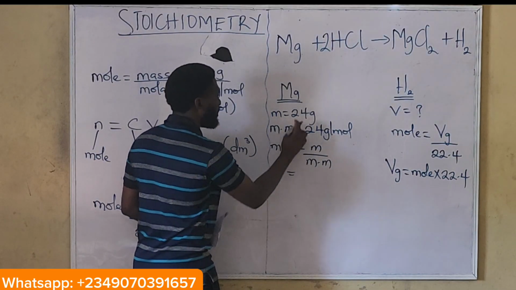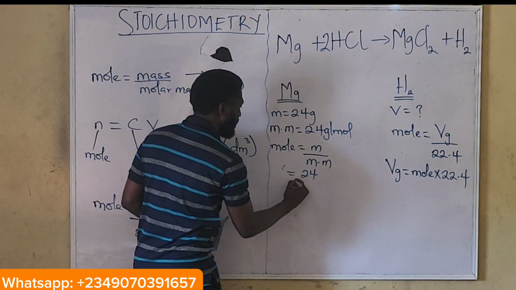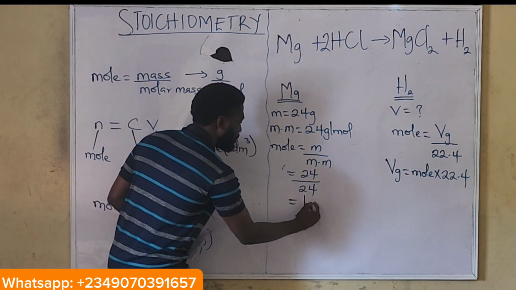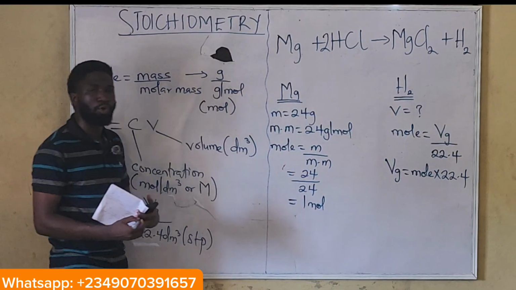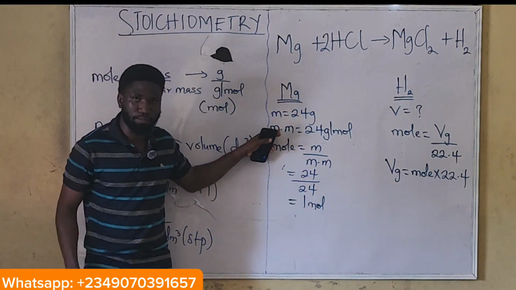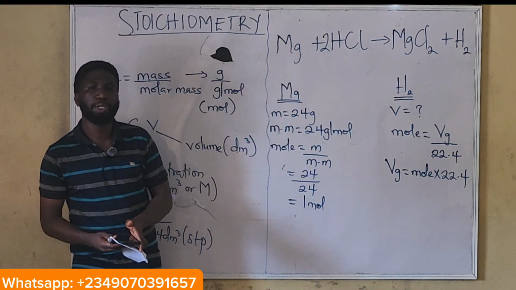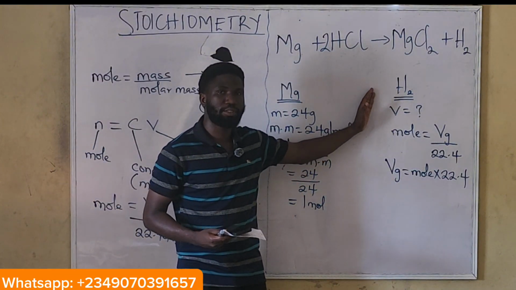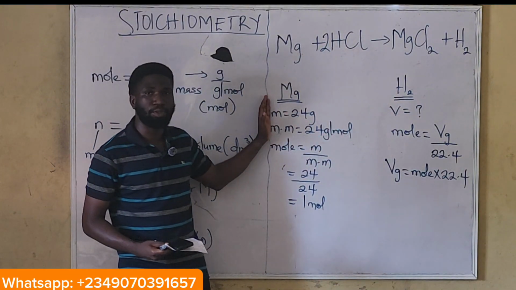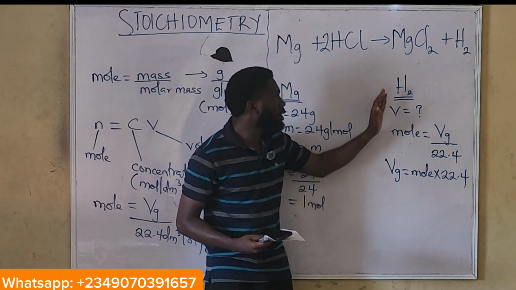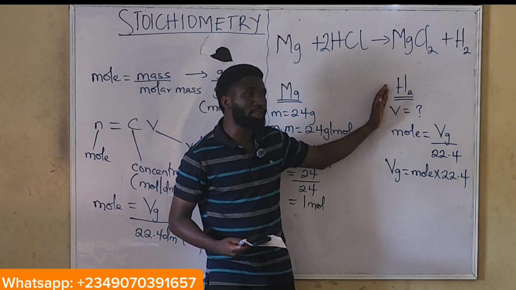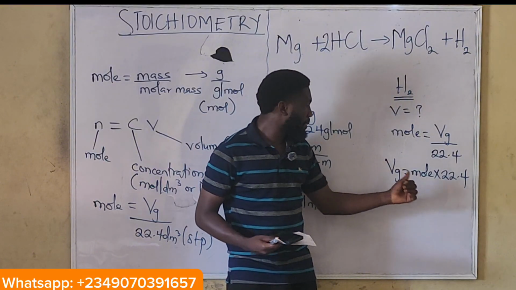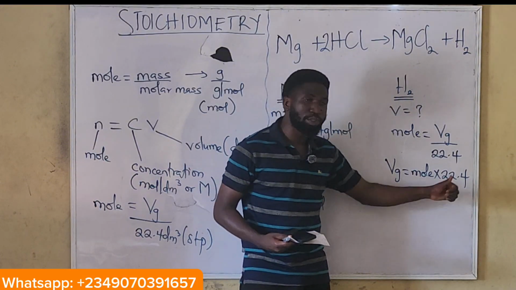What is the mass? Mass is 24. Molar mass is also 24. So we get the mole to be 1. So we've gotten the mole of magnesium to be 1. But we do not need the mole of magnesium. What we need is the mole of hydrogen. To calculate the volume of the gas evolved, which is that of the hydrogen, we need to get the mole. We said the formula is mole multiplied by 22.4.